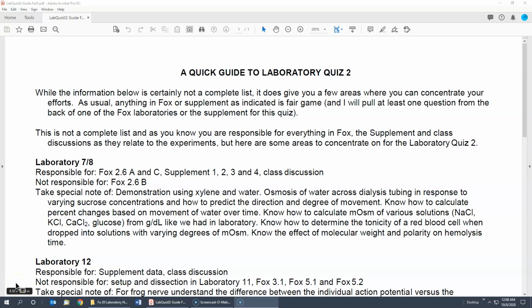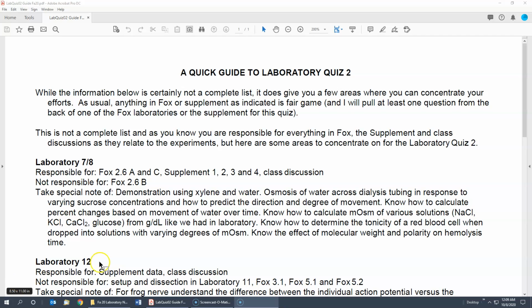This is the quick guide to Laboratory Quiz 2. As usual, the information below is certainly not a complete list, but it does give a few areas to concentrate your efforts on. As usual, anything in the Fox manual or the laboratory supplement is fair game. This is not a complete list, as you know. You're responsible for everything that is presented in Fox, the supplement, or any of the class discussions or videos as they relate to the experiments.